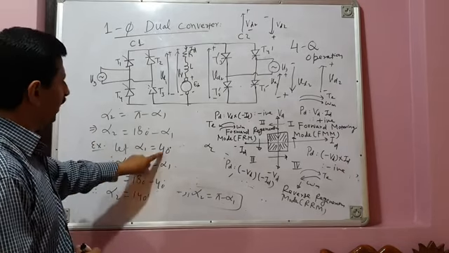And at alpha 2 equal to 140 degrees, the average output voltage VD2 will be exactly equal to VD1, so that there is no circulating current between the two converters. And load voltage VD is same as VD1, same as VD2. So this relation can be shown graphically like this.